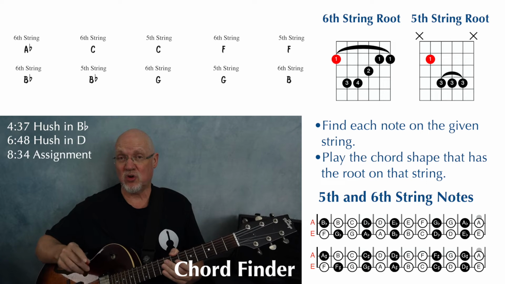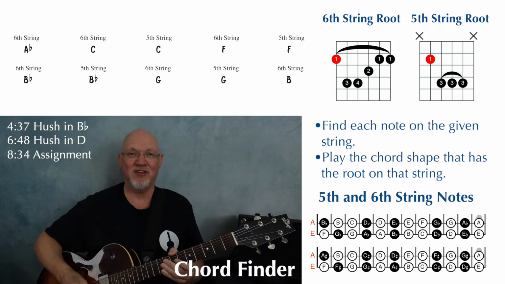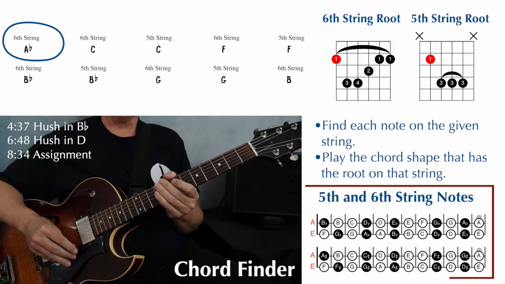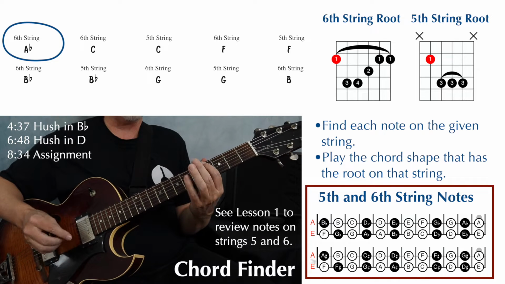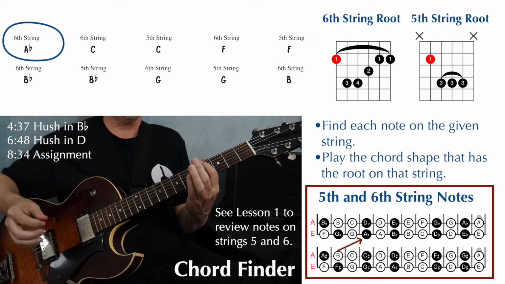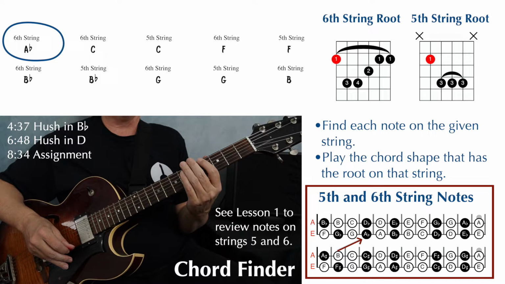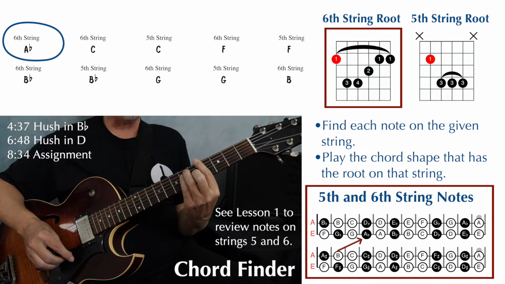Right beneath those chord diagrams on page 3, we have this chord finder exercise. I'll show you how this works. First, we have an A flat major on string 6. The first thing we need to do is find the note A flat on the 6th string. That's going to be at the 4th fret. Since that is our root note, which is on the 6th string, we're going to play our 6th string major shape. And now we have an A flat major.